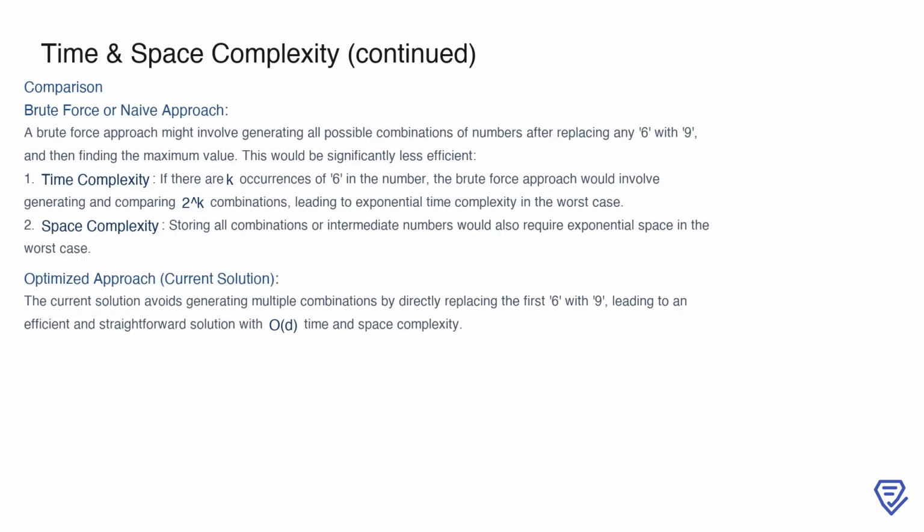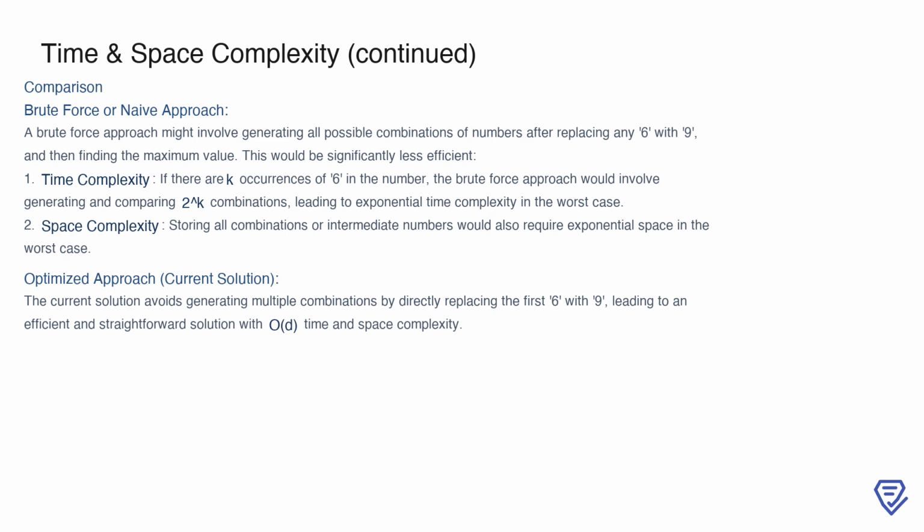When comparing this optimized solution to a brute force approach, the efficiency becomes even more apparent. A naive method might involve generating all possible combinations of numbers by replacing each occurrence of 6 with 9, then finding the maximum value among them. If there are k occurrences of 6 in the number, this approach would require generating and comparing 2 to the power of k combinations, leading to an exponential time complexity in the worst case.